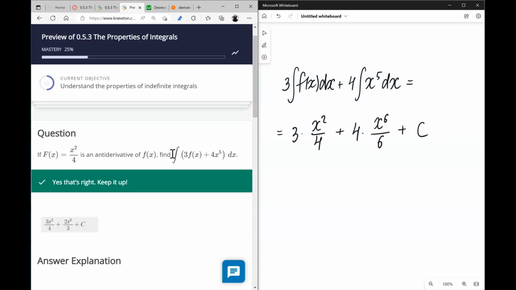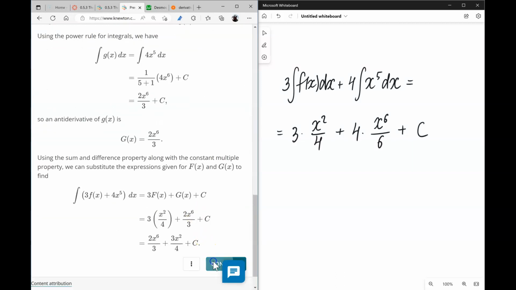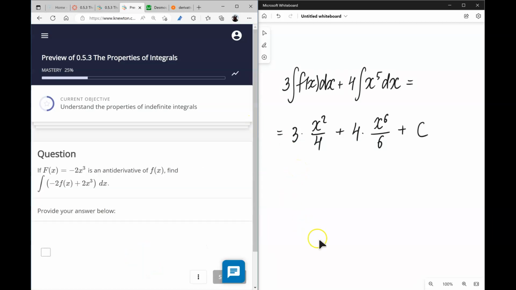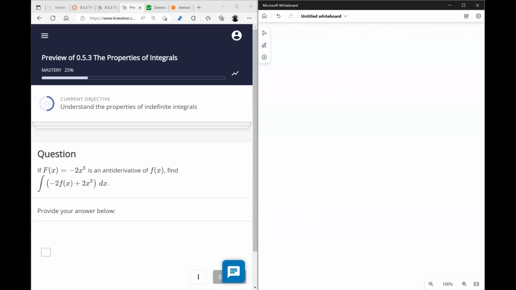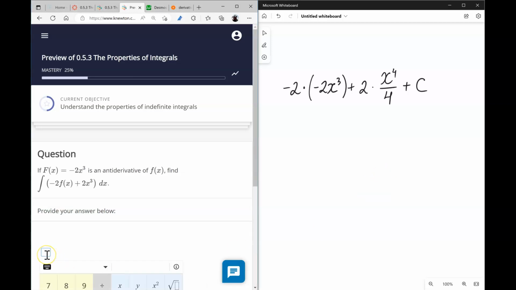Excellent. Another one of this, so we got -2 integral, which is given to be -2x cubed, plus 2 integral of x cubed, which we know to be x to the 4 over 4 plus c. So the answer here is 4x cubed plus x to the power of 4 over 2 plus c.